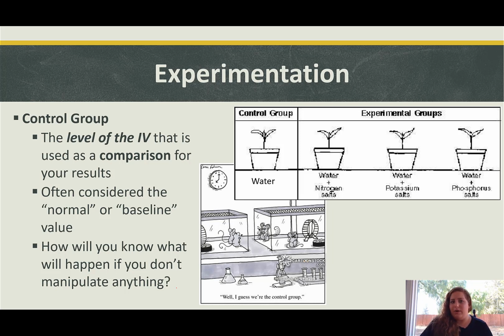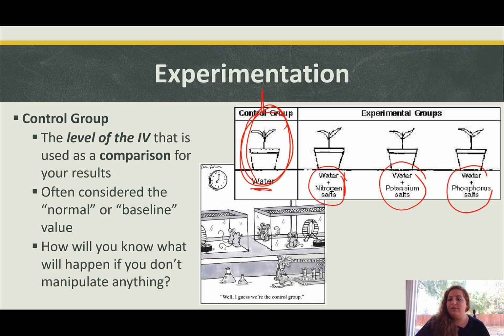So let's look at the example on the screen here. So my control group for this experiment is a plant watered with just water. This one's getting water and nitrogen salt. This one's getting water and potassium, and this one's getting water and phosphorus. So I have 1, 2, 3, 4 levels of my independent variable. And I want to know what the normal or the baseline value is. That's probably going to be just water. I don't normally add potassium or phosphorus or nitrogen to my plants when I'm watering them. I just fill up a cup of water and give it to them.